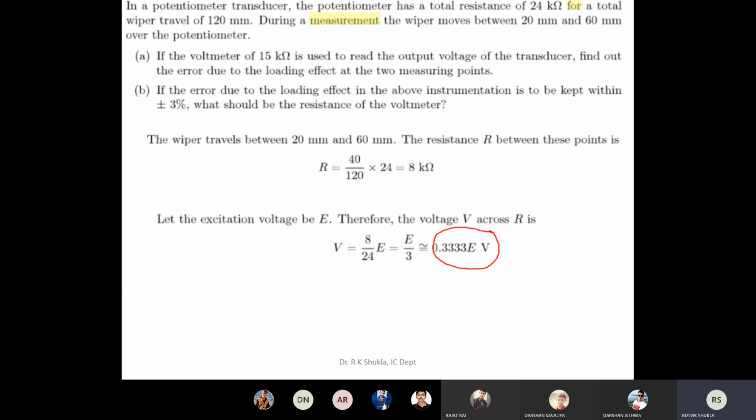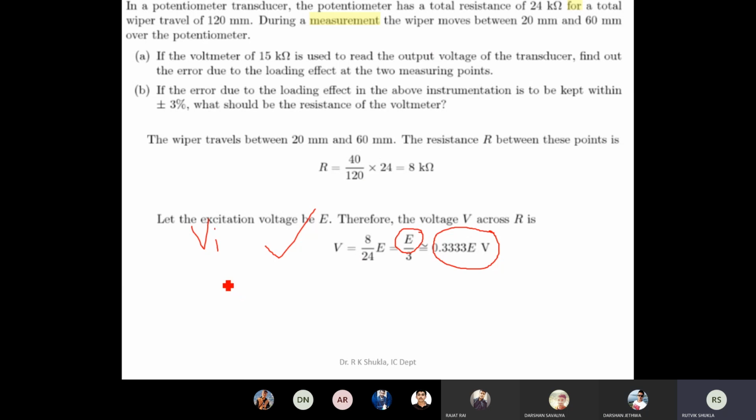Here we have assumed E, because whenever you find the error equation, we saw that error is equal to VI minus VA upon VI, so the voltage ultimately cancels out. That's why we have assumed that excitation is given by E. So this is the first finding, that is your V ideal.